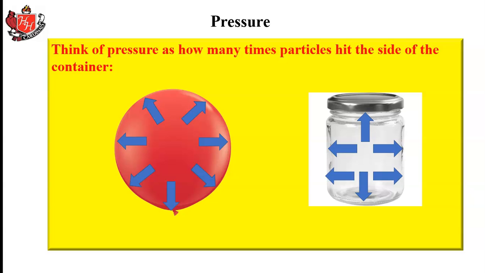So let's start with pressure. We can think of pressure as how many times the particles hit the side of the container. That's a good way to think about it. So if you want to know whether pressure goes up or goes down in a certain situation, ask yourself, are the particles inside that balloon or that glass jar, are they going to hit the sides of the container more often? That would be an increase in pressure, or less often, that would be a decrease in pressure.